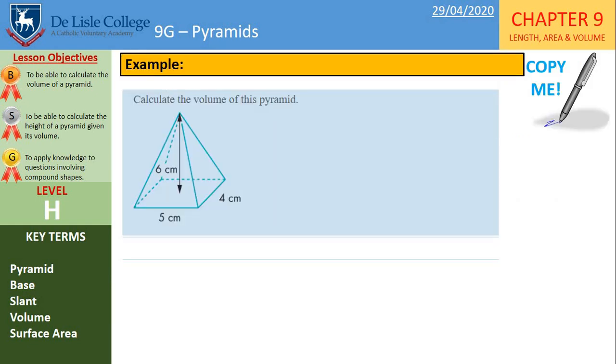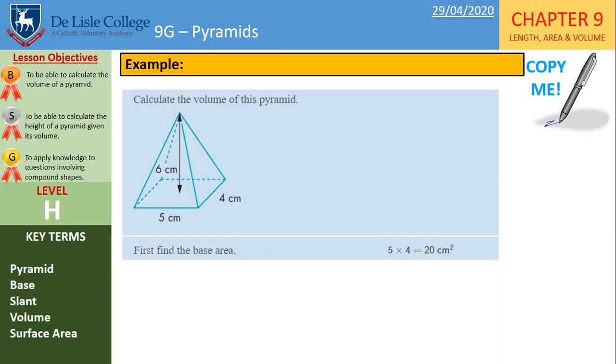Okay, let's have a look at an example. Make sure you copy this down. We've got a pyramid here. We can see the lengths of the base are 5 and 4, so that's a rectangular based pyramid. And the height is 6 centimetres. The height is always going to be perpendicular to the base.